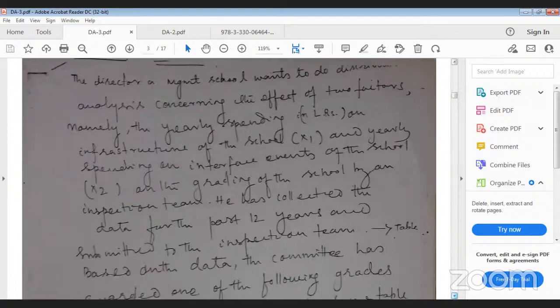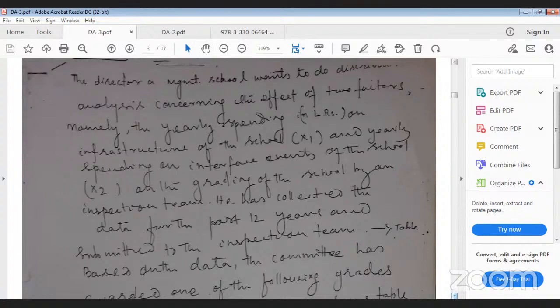The question is that the director of a management school wants to use discriminant analysis concerning the effect of two factors, namely yearly spending and infrastructure of a school. So X1 and X2, here, what is this? So that you have to choose.